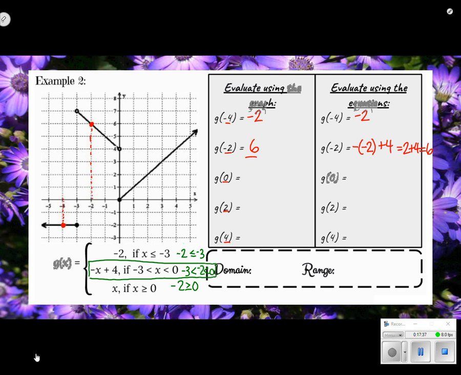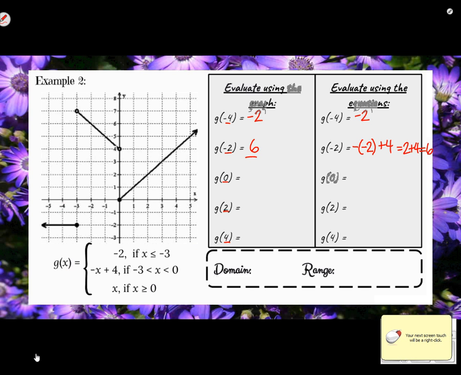Now, the point of doing this is to show you can plug in points. Let's say you had to graph a piecewise function. You can plug in points. You just have to know which place to plug in to get the y value so you can graph it. All right, let's look at f of 0 or g of 0.